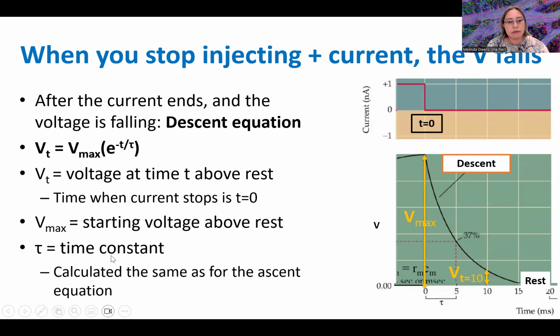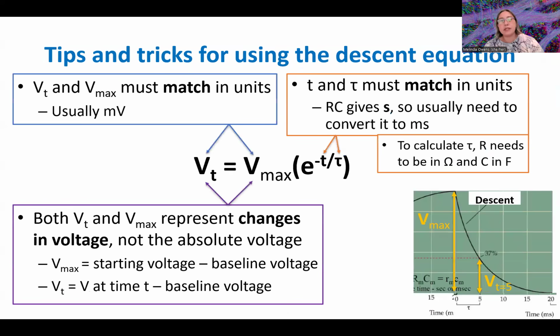over rest. V_max is the starting voltage, right? Because it's never going to be bigger than that, because it's falling. So V_max is the starting voltage above rest. And then tau is the time constant. This is the same time constant as before. A neuron is going to have the same tau for the ascent and the descent equations, and you calculate them the same. So again, tips and tricks here, very, very similar.